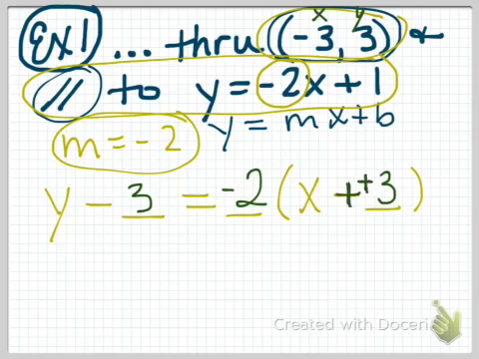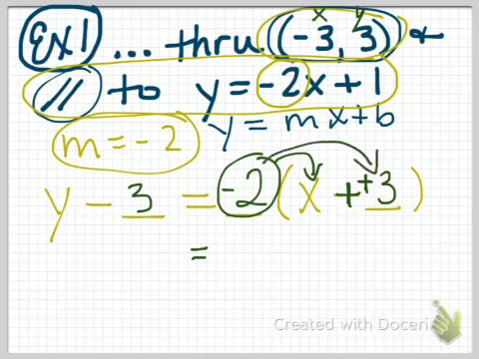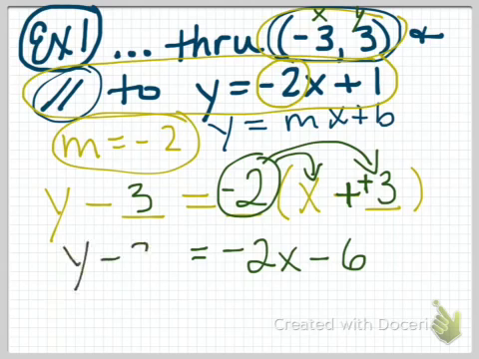And if we're going to put this in slope-intercept form, we're going to distribute that -2 first to each thing inside. And remember, since we're distributing a negative, each thing inside is going to change signs. Well, currently they're both positive, so that means they're going to both end up negative. -2 times x is -2x. -2 times +3 is -6, so that's going to give us a -6 there. We've still got the -3 over here with the y.